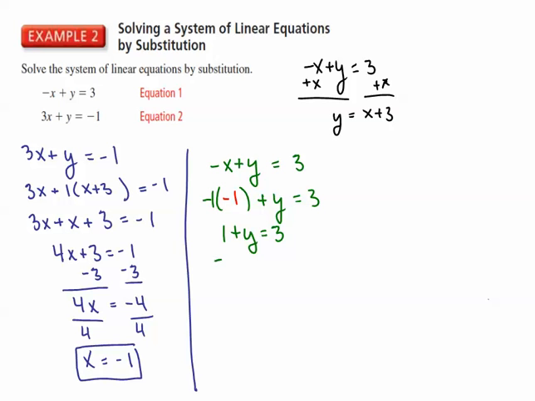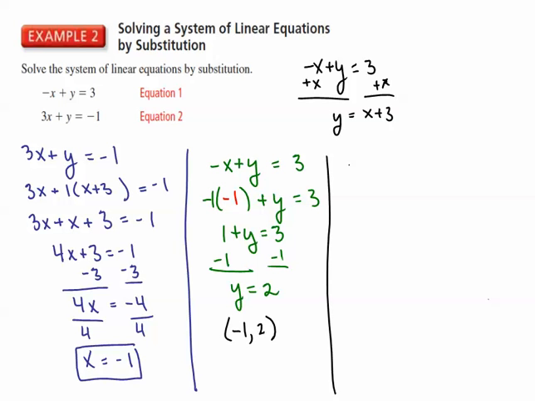Now I subtract 1 from both sides, and I end up with y is equal to positive 2, which would give me the ordered pair solution. x is negative 1, y is 2. Now I still need to check my solution. To check my solution, I'm going to take that ordered pair.